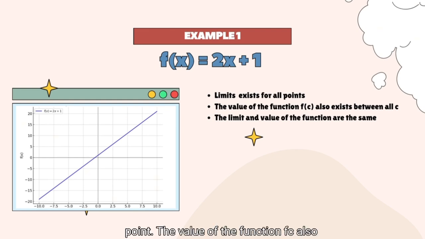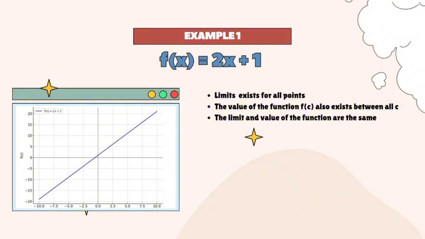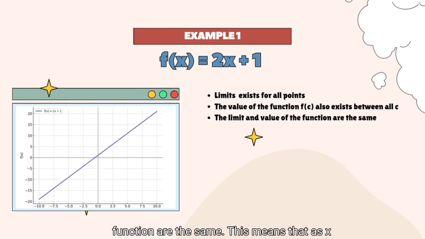The value of the function f(c) also exists for all c. For any point c, you can directly substitute it into the function to get f(c). For the last one, the limit and the value of the function are the same. This means that as x approaches any point c, the limit of f(x) equals f(c).